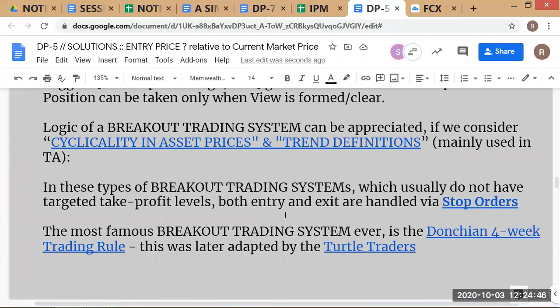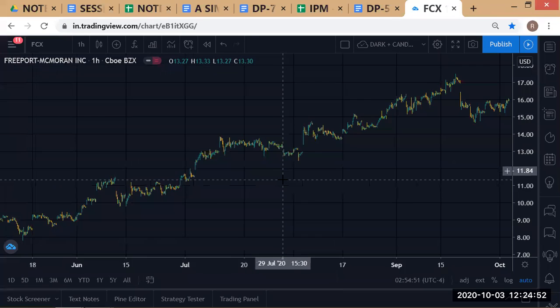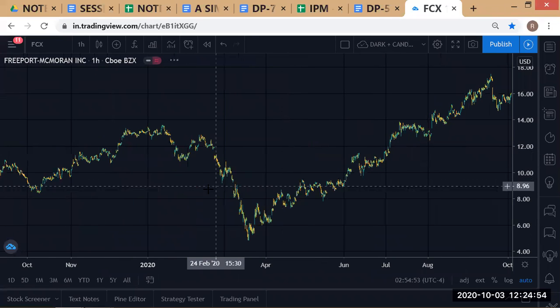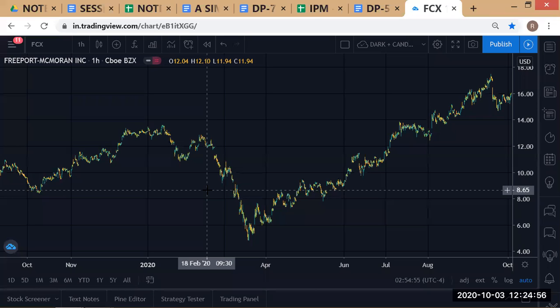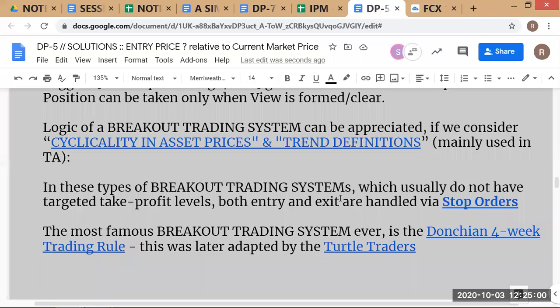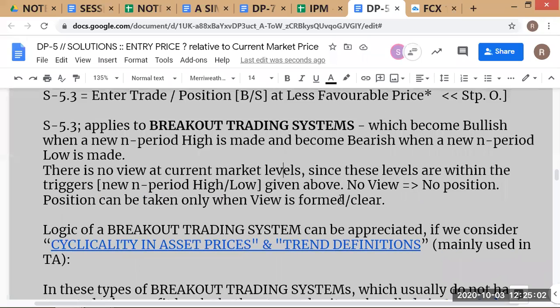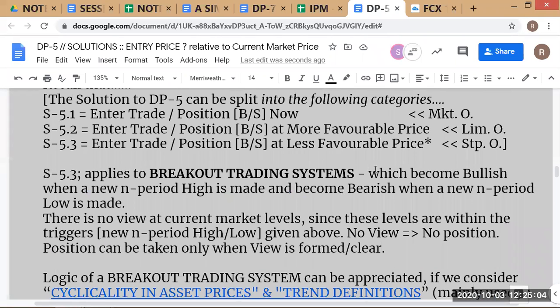The breakout trading system, we've looked at this definition of trends and all that. You know, trend is higher highs, higher lows. Okay. So a breakout trading system is basically a trading system which is bullish when a new high is made and bearish when a new low is made.